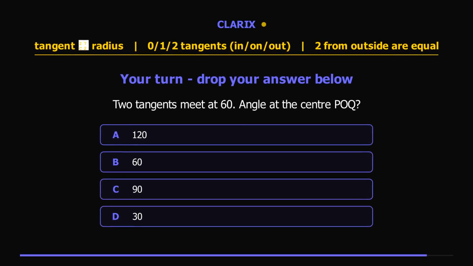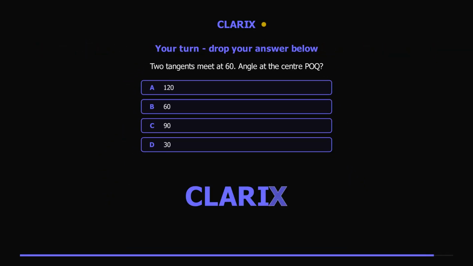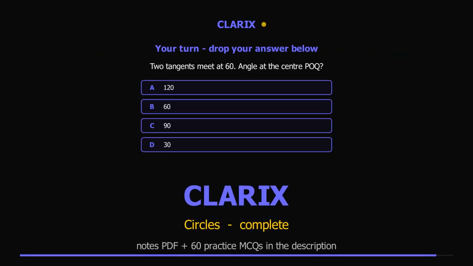Last challenge. It's on the screen. Don't say it aloud. Type your answer in the comments and I'll pin the right one. And that's circles. Tangents, the right angle theorem, and equal tangent lengths, all from one radius meeting one line.